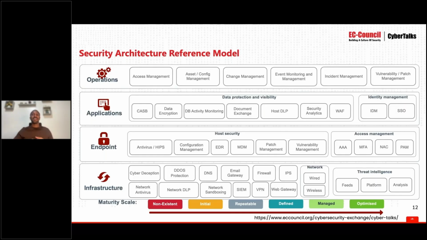If you look at your event and monitoring management, you have vulnerability and patch management. There are so many people who don't patch any system, so the vulnerabilities that keep coming every now and then are still there, and cyber criminals exploit those very frequently to get access into your network.